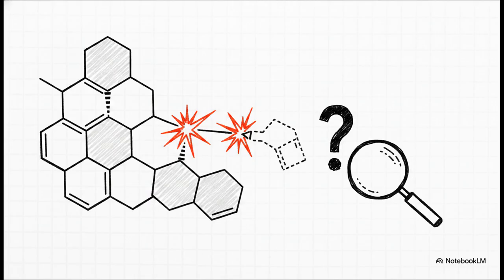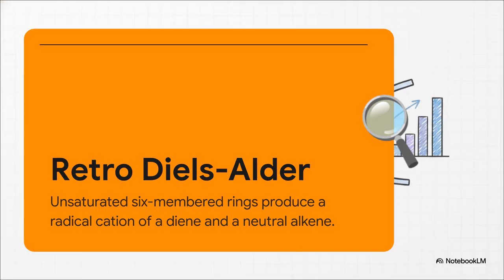We can only deduce what was lost by looking at the missing mass between our parent ion and our new fragment ion. One of the most spectacular two-bond acrobatic moves is the retro-Diels-Alder fragmentation. If you have an unsaturated six-membered ring, like a cyclohexene derivative, it can practically unzip itself. It breaks apart to produce the radical cation of a diene and a neutral alkene. And, perfectly obeying Stevenson's rule, the unpaired electron and the positive charge stay right there with the dying fragment.